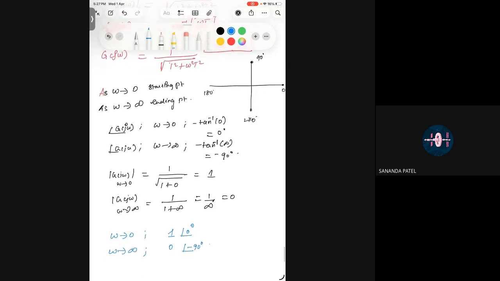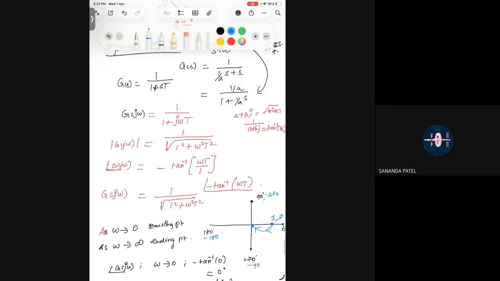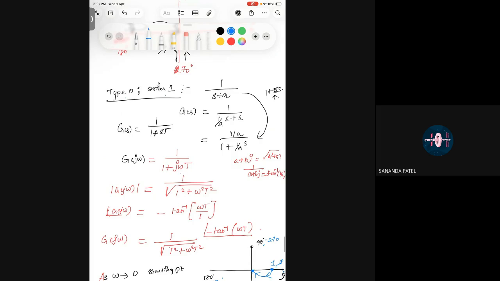So where is minus 90 degree? Here. This is minus 90 degree. That's why I put both notations. 90 and 270 both are the same. So here at 0 degree, I'm starting with a value of 1. My magnitude is 1 here at 0 degree phase angle. That is the starting point, and it is ending at 0 at minus 90 degree. This is minus 90 degree, right? So this is my Nyquist plot for this transfer function. Is it clear? For a transfer function of type 0, order 1.